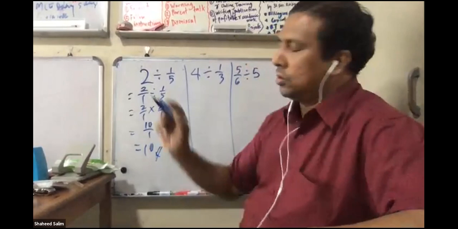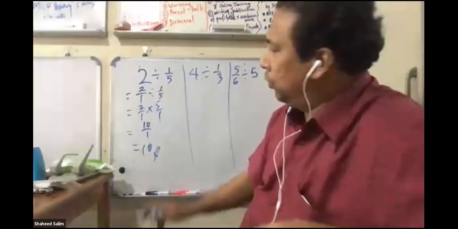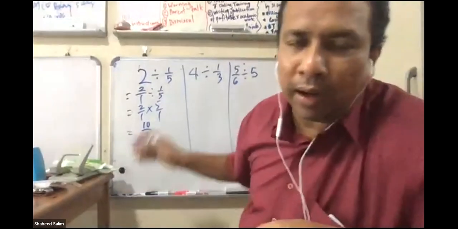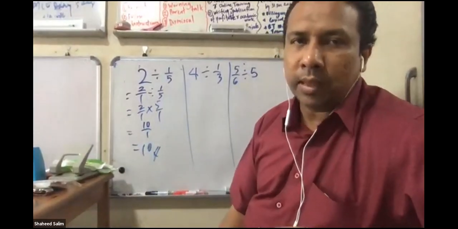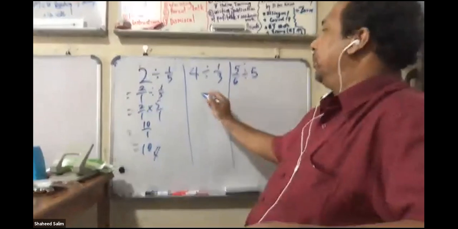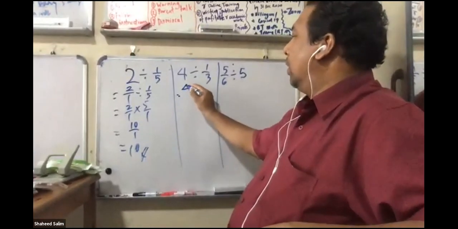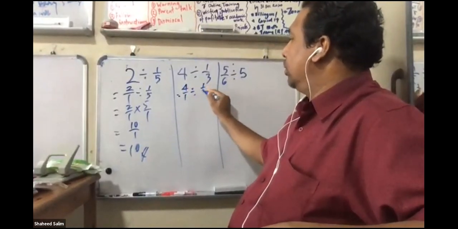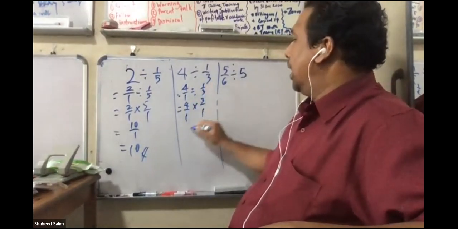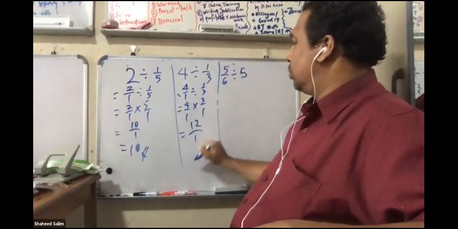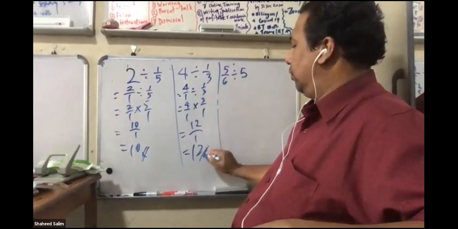Anything over 1 is anything. If you have 5 over 1 is 5. 10 over 1 is 10. Ilhan over 1 is Ilhan. Same thing. All right, next one. 4 over 1 divided by 1 over 3. Divide, change to times. 4 over 1 times 3 over 1. 4 times 3, 12. 1 times 1, 1. 12.